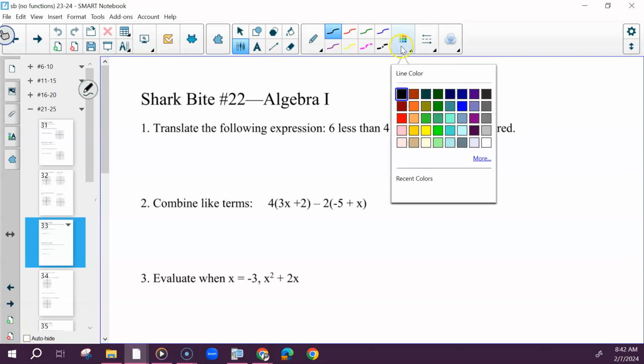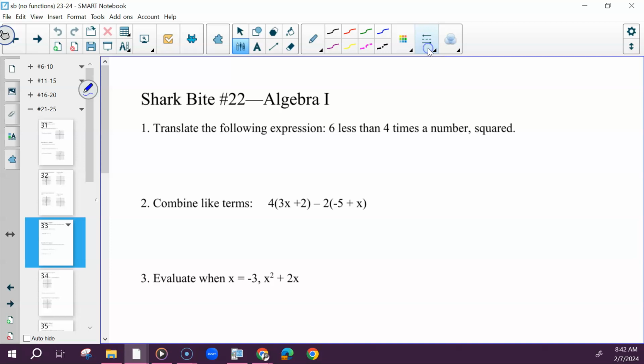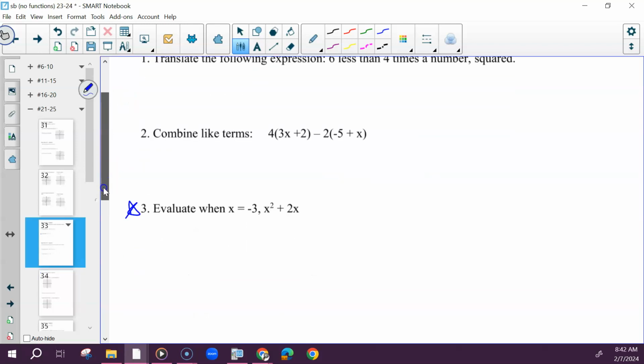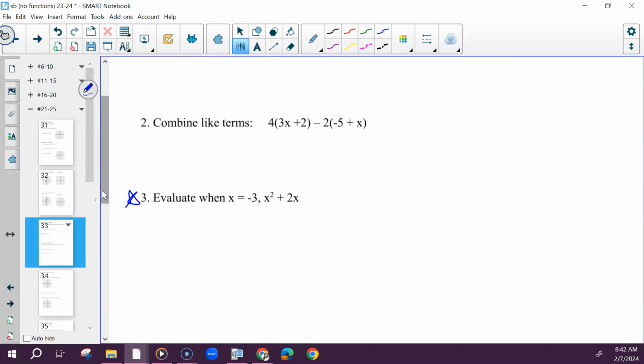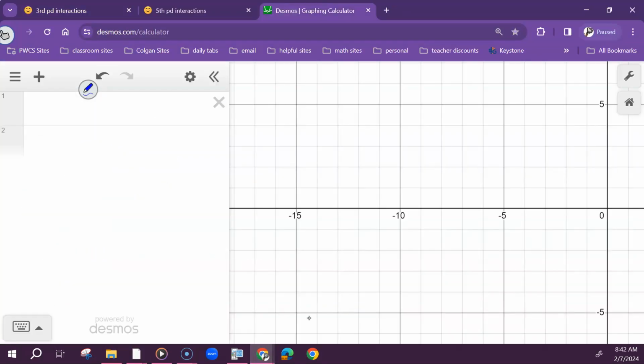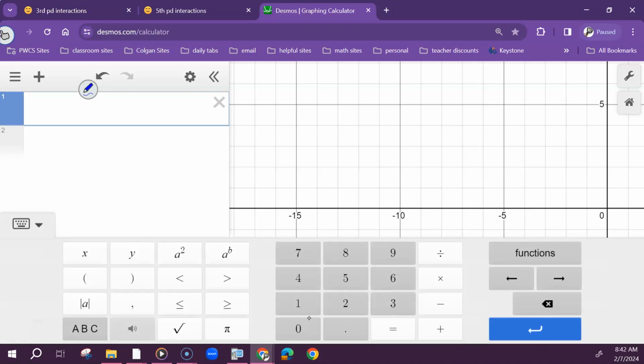So I'm going to show you how we can do these in Desmos. If we can do them in Desmos, 3. For this one, we can do this a couple different ways in Desmos. One is we could put in the expression as is, but instead of lowercase x's, use capital X's.